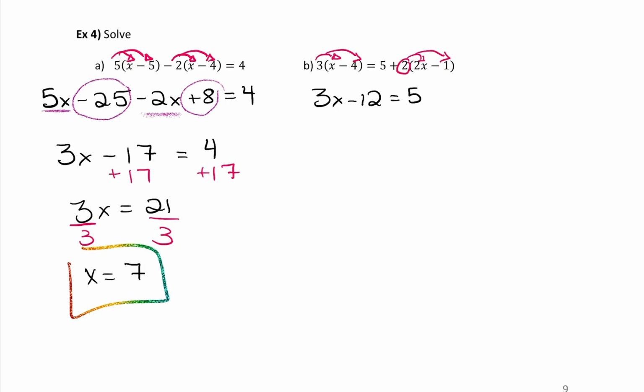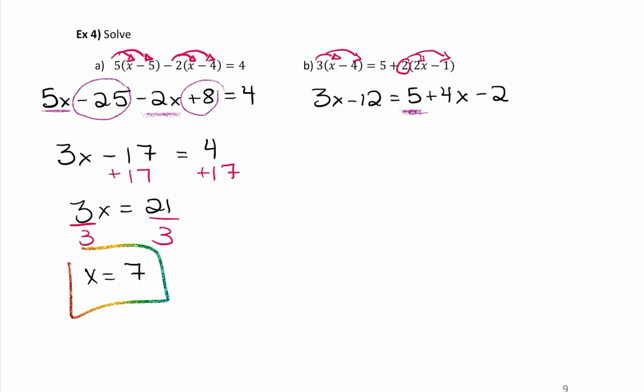So now we're going to multiply that 2 in. So plus 2 times 2x is plus 4x. 2 times negative 1 is negative 2. All right. So now let's look at the left side, 3x minus 12. Before I start moving anything around, can I put anything together there? And the answer is no. But let's look at the right side.